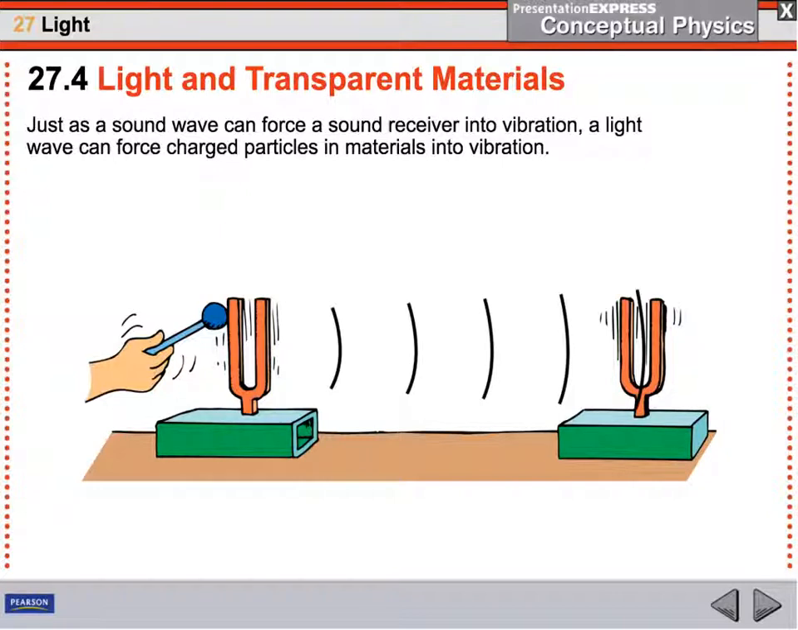Like the experiment we did in class, just as sound waves can force a sound receiver into vibration, a light wave can force charged particles in materials into vibration. So it's not just sound that does this, light can do it also.